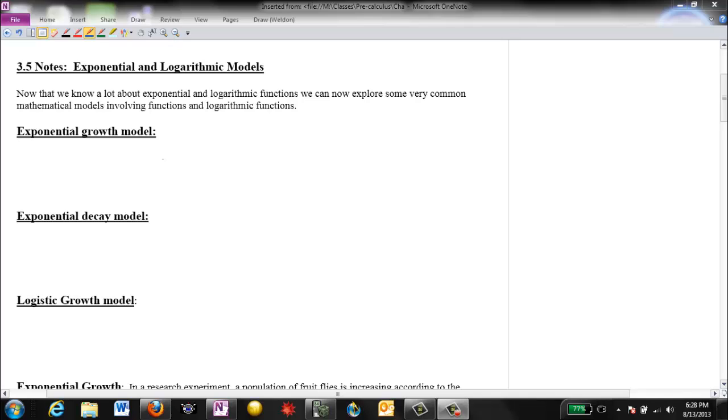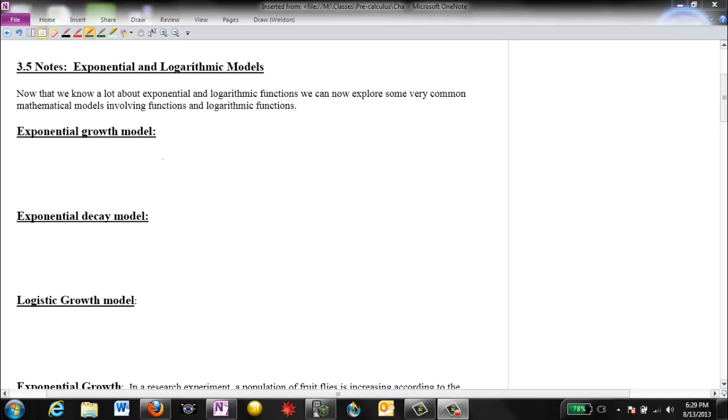So, most likely, depending on what you're going to be studying in college, you'll probably see one of these three types of exponential or logarithmic models pop up in your studies later on. So I don't want you to think that all this stuff that we've been learning about exponential and logarithmic equations and functions is all for nothing. There is a point to it, and it will help you later on in your academic career.